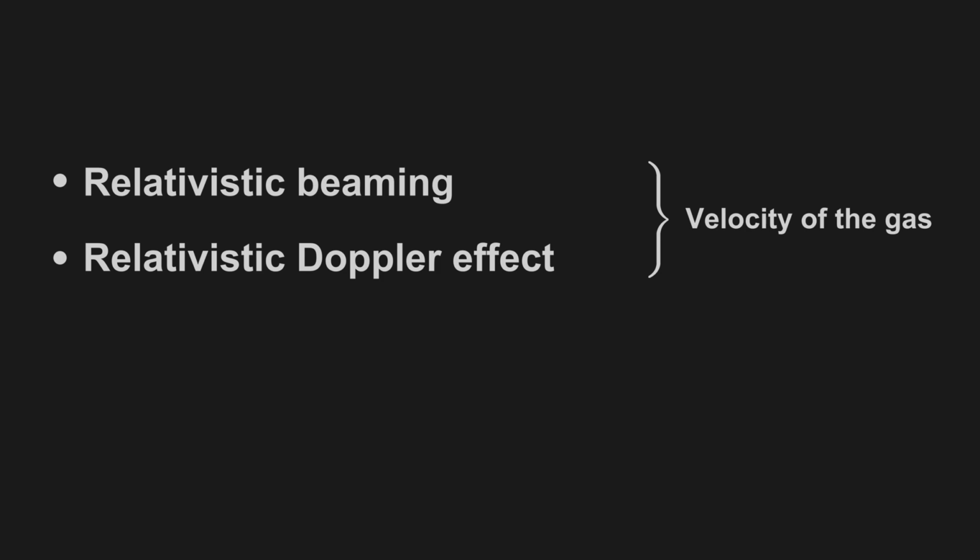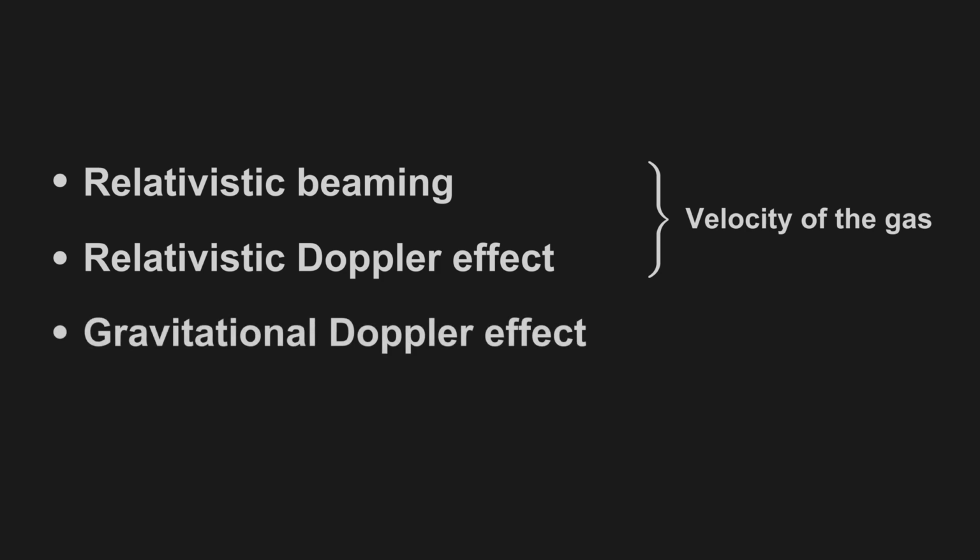The gas in an accretion disk can go very fast, especially close to the black hole, it can reach a large fraction of the speed of light. When gas is moving this fast, these relativistic effects play a major role. The third physical effect is gravitational Doppler shift. This is an effect of the gravitational field of the black hole on light emitted or received in the vicinity of the black hole. We'll start with beaming and relativistic Doppler effects and discuss a gravitational Doppler shift afterwards.